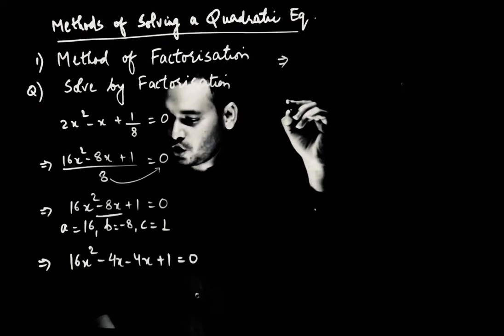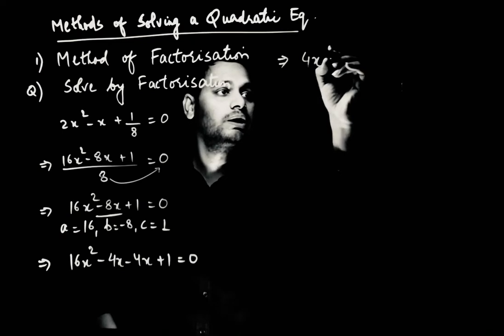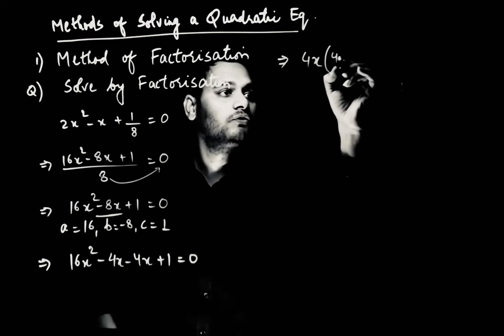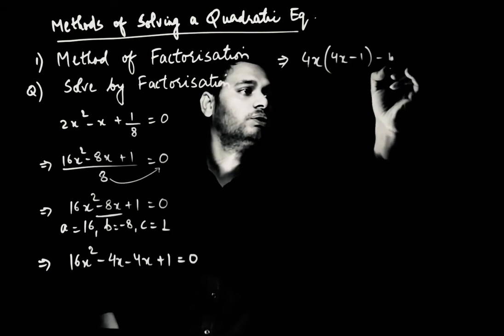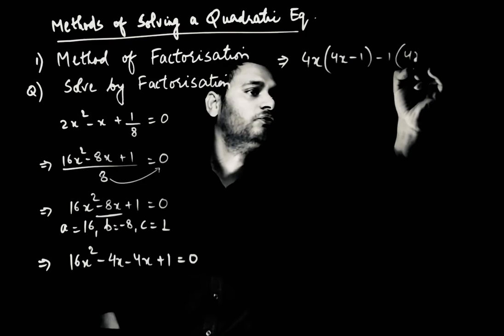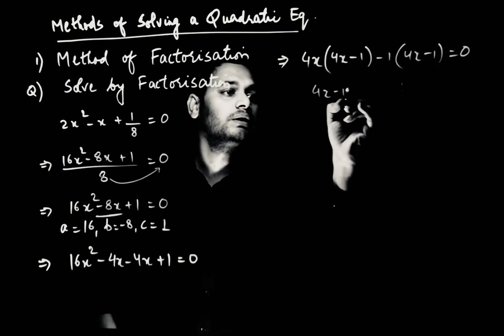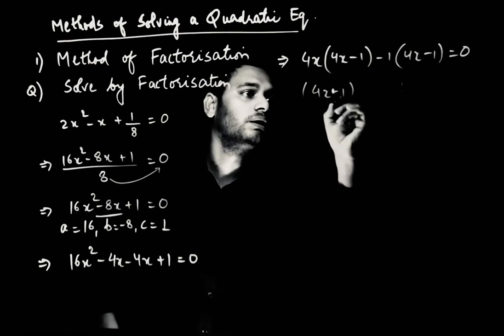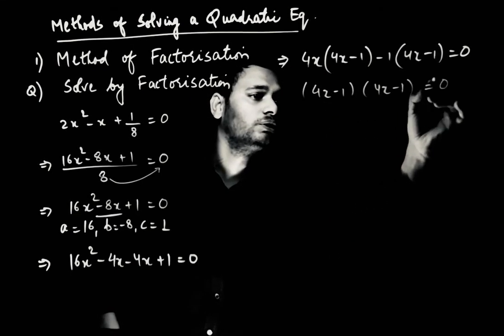So then take out common. 4x will be common in the first two terms. Take out 4x common. Now 4x is common, so 4x is left, then minus 1. Then take out minus 1 common from the last two terms. It will be 4x minus 1 equal to 0. 4x minus 1 is the common factor here, and then one more 4x minus 1, equal to 0.